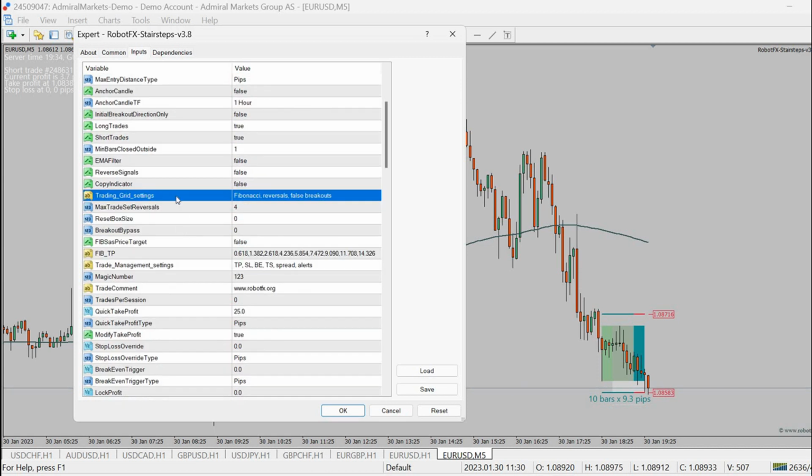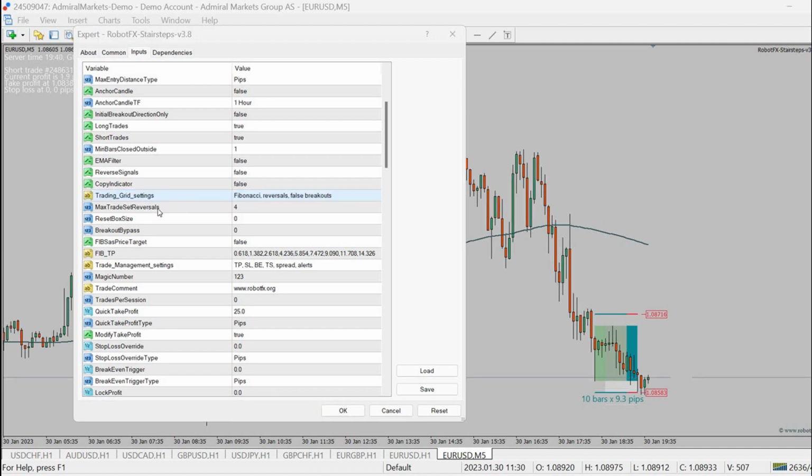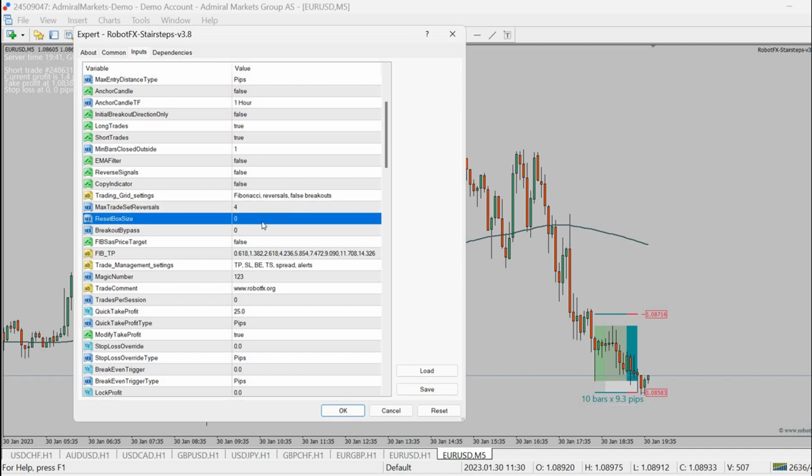And next we have the trading grid settings. In the trading grid settings, we have the maximum trade set reversals, which is set to 4 in my example. Now this basically means that I want maximum 4 trades per trading set. And the reset box size set to 0, disable this option, means that if, let's say, 3, 5, 6 candles exit the consolidation and we are still in the extending consolidation zone, where another trading set is allowed to happen, another 4 trades.